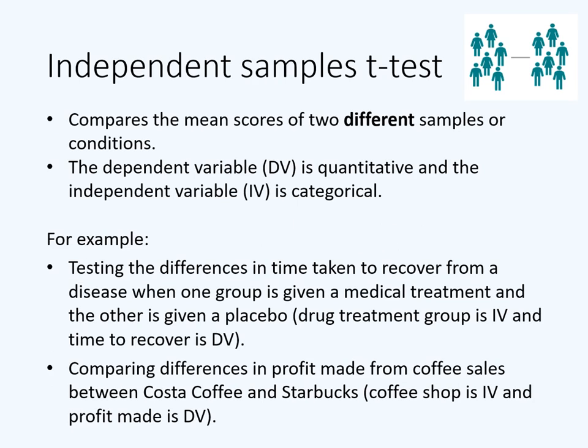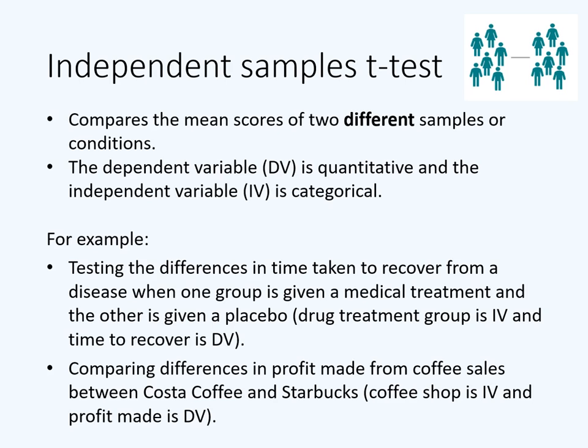You can use an independent samples t-test when you want to know if there is a significant difference between two populations. It's used to compare the mean scores of two different samples or conditions. The dependent variable must be quantitative and the independent variable must be categorical. To give you an example, let's say we want to test a new drug that helps people to recover from a certain disease. To do this, we have two groups of individuals. We give one group our new drug and then give the other group a placebo drug. Then we compare the time it takes for the individuals in each group to recover from the disease.